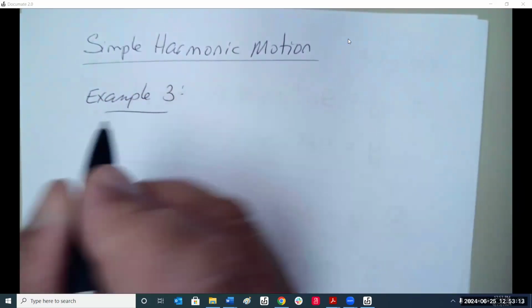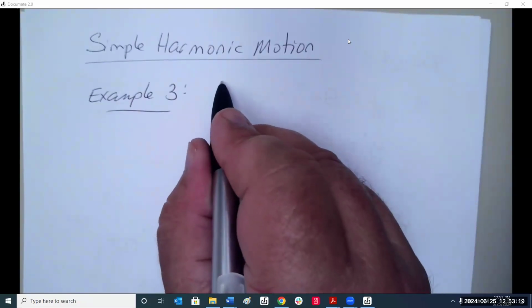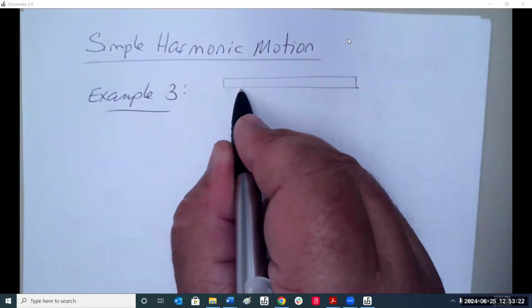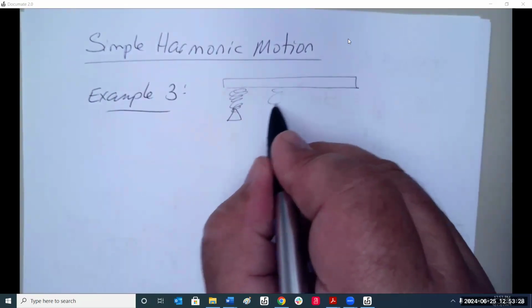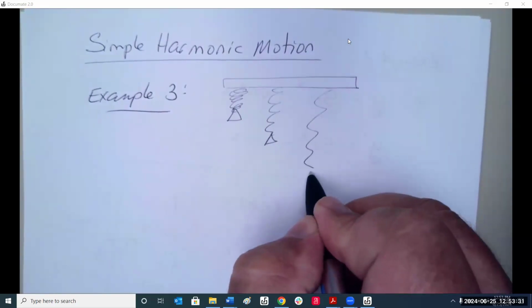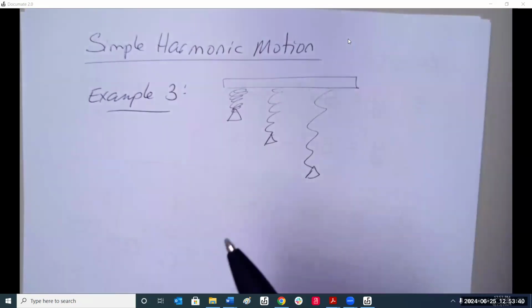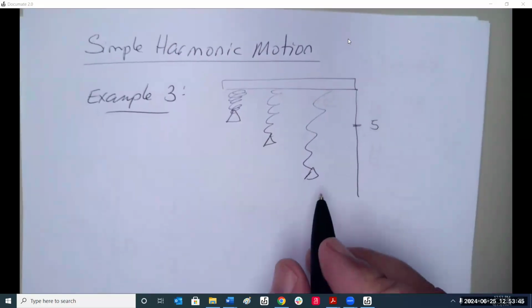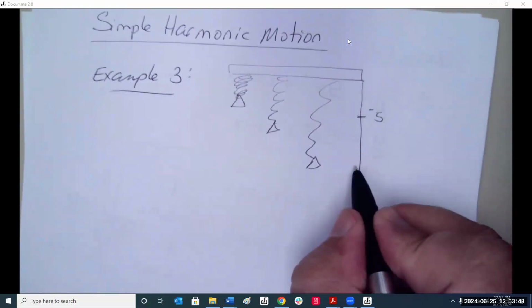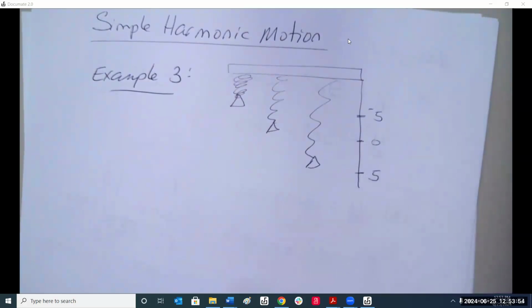Example 3. It says a weight hanging from a spring is stretched down 5 units beyond its resting point. So here we have 5 units, or -5 since we're going down. This one is 0 and this one's +5.